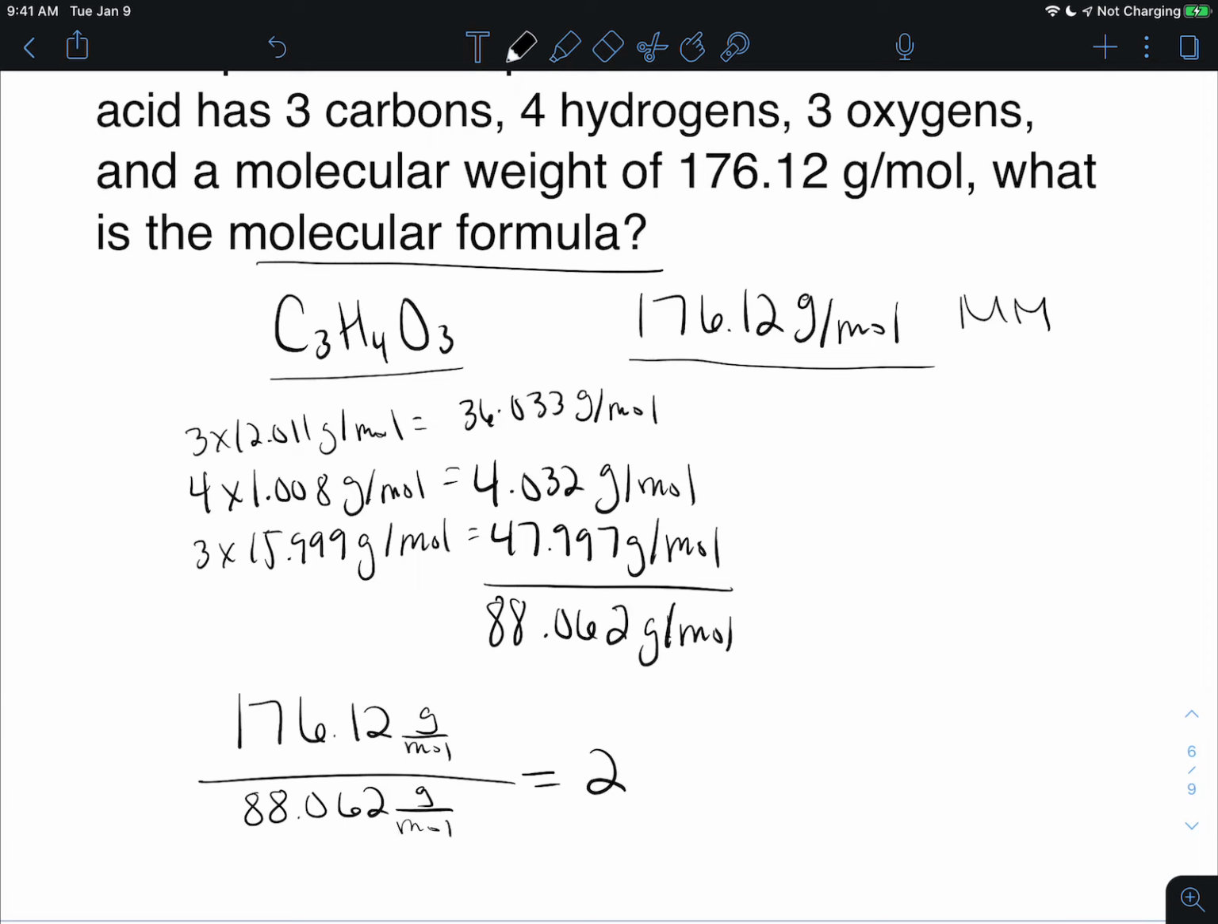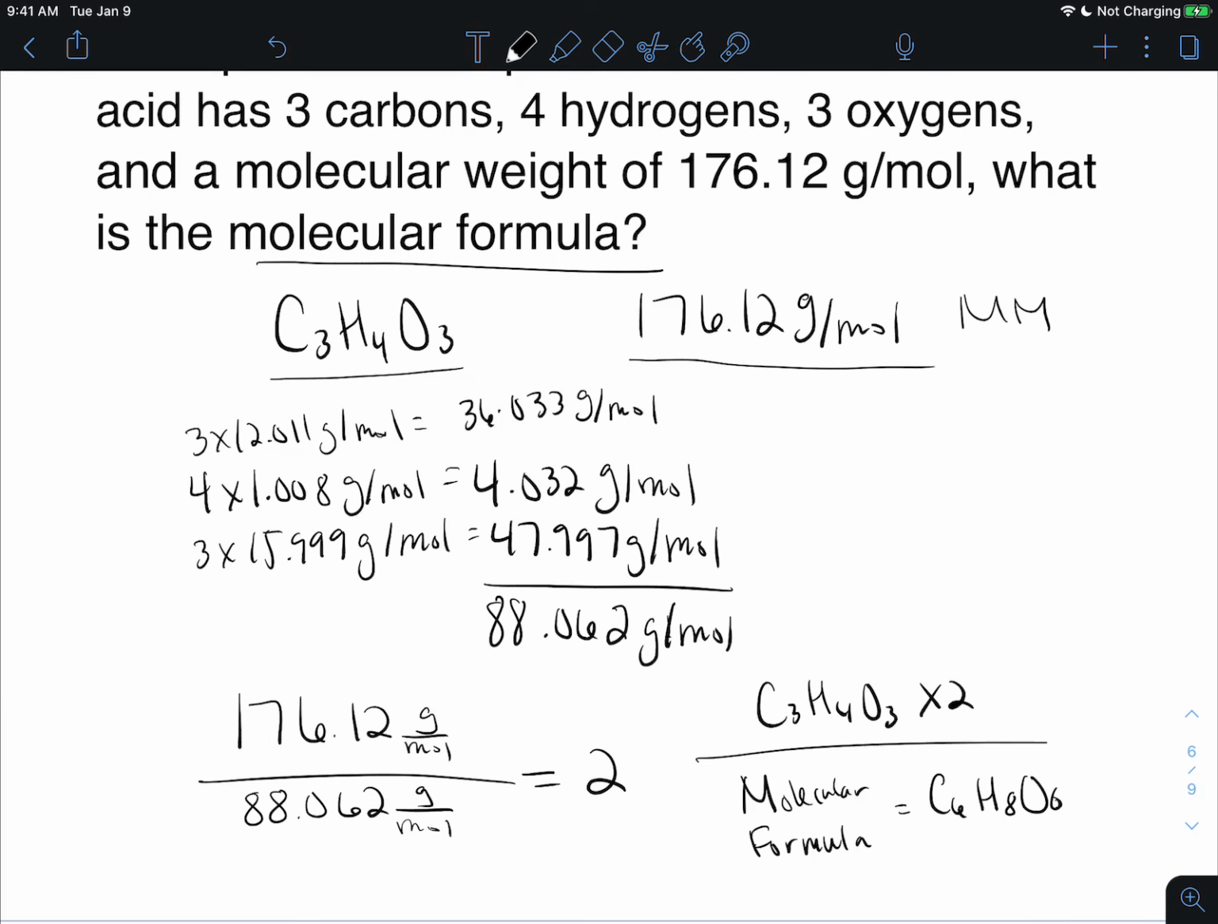So we're going to take our ascorbic acid's empirical formula, multiply it by 2. So C3H4O3 times 2 gives us our molecular formula of C6H8O6. Wonderful.